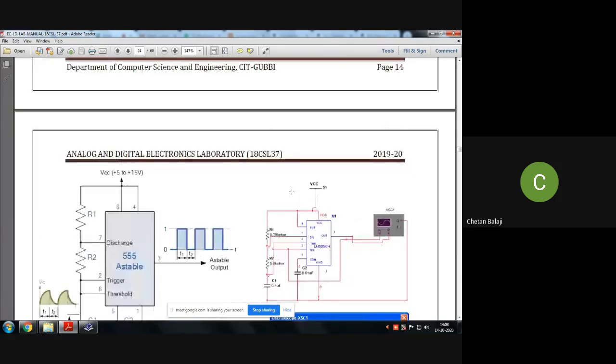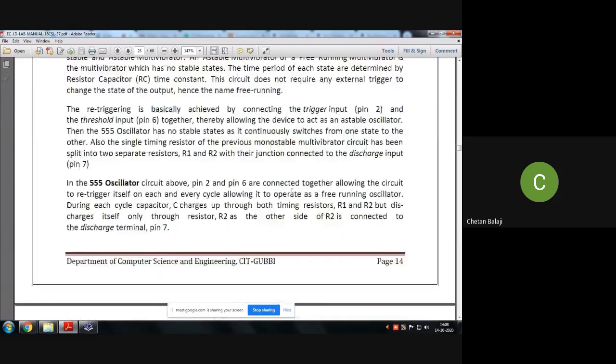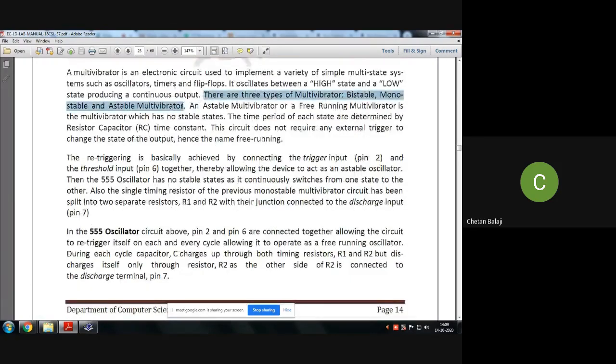Take up this line next. There are three types of multivibrator: bistable, monostable, and astable.